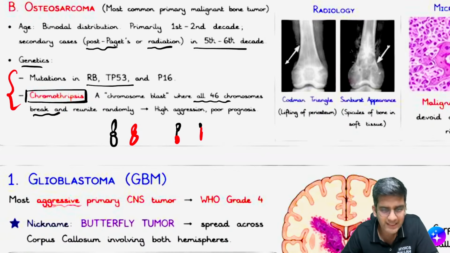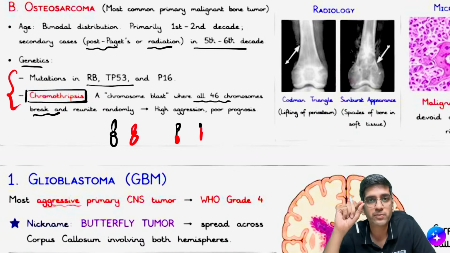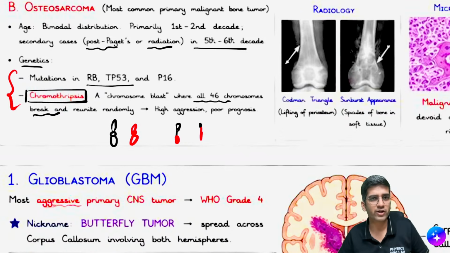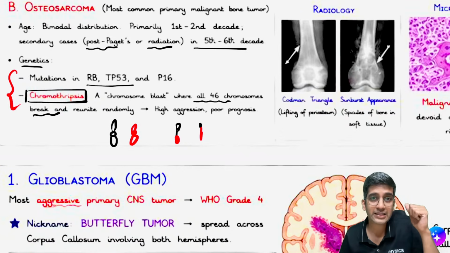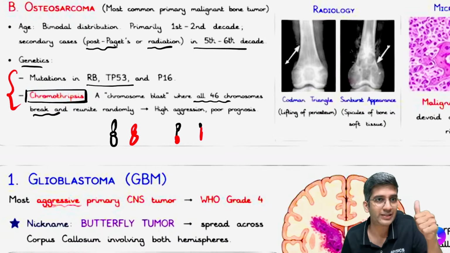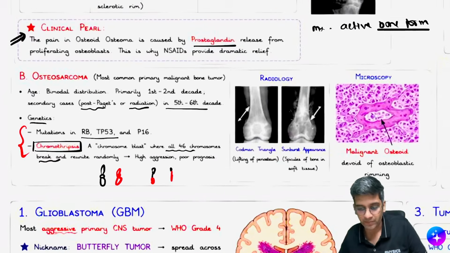These two, you can easily write for half a page. If possible, draw diagrams having 4 or 5 chromosomes, breaking and rejoining. That's classical, seen only in osteosarcoma. That's one, right? Second, history.